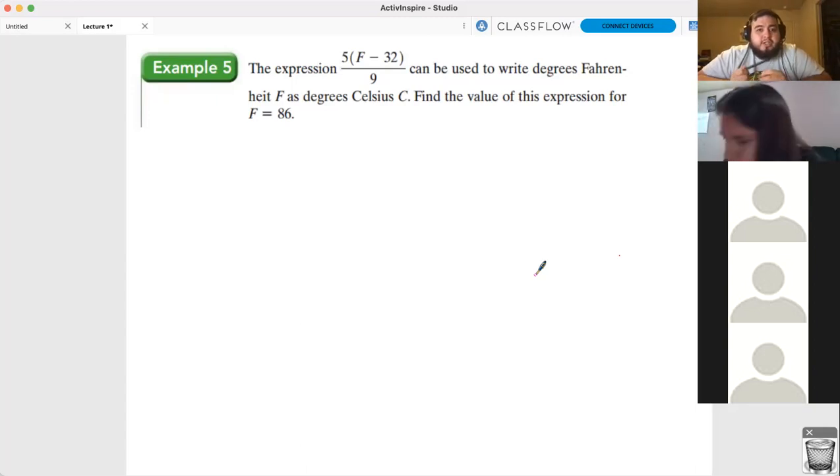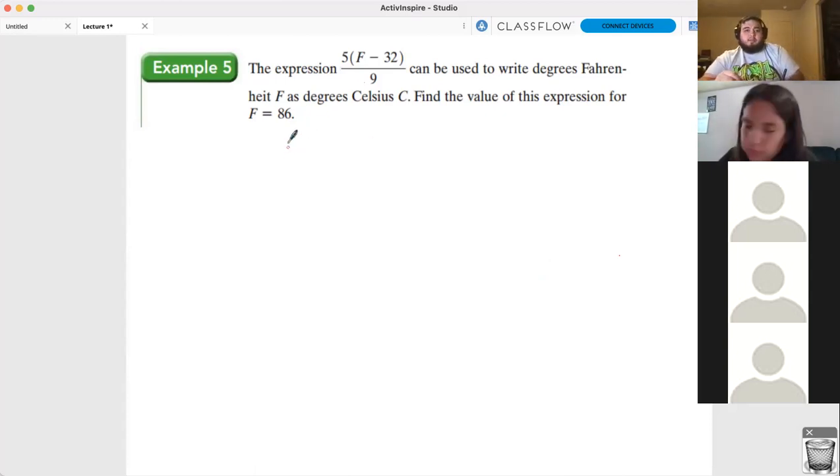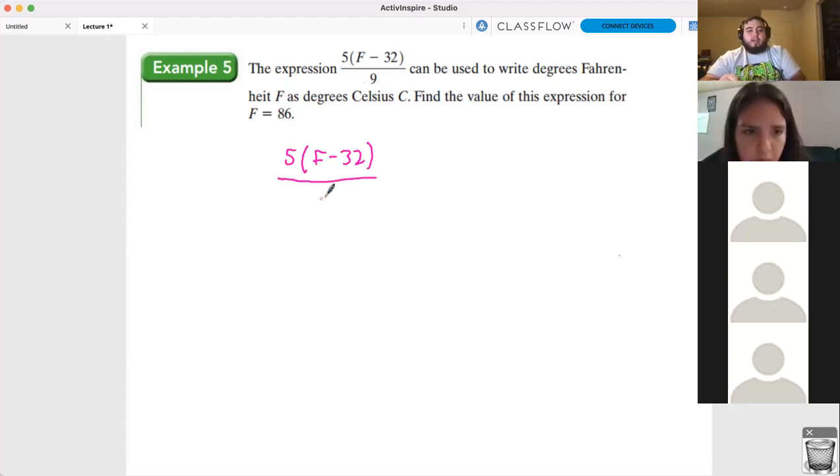So this is actually the conversion equation for Fahrenheit to Celsius. How this works is you plug in the degrees in Fahrenheit into the equation and it'll give you the temperature in Celsius. So the same thing, after you write the problem, you write it again: 5 parentheses F minus 32 over 9; F equals 86.